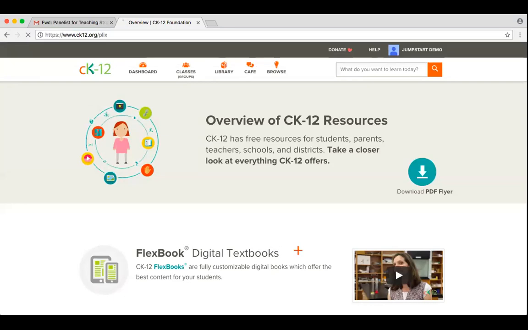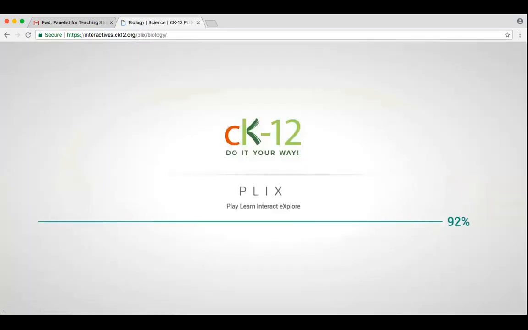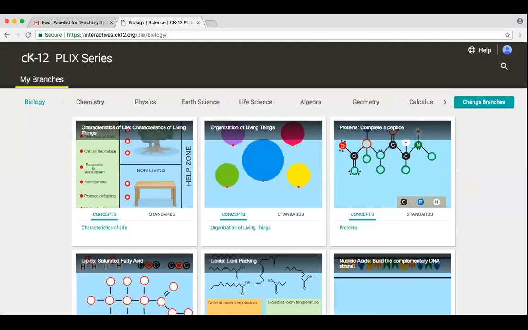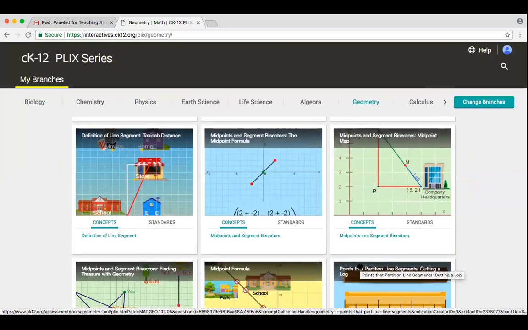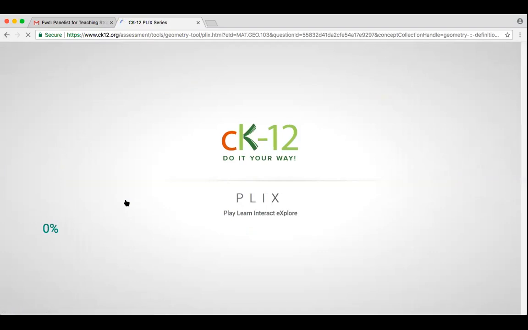ck12.org/plix. And the question is, where do the students write their answer? That's a great question, and I'm going to show you that right now. Let's pick an interesting geometry Plix here, like this really fun one: Definition of a Line Segment.